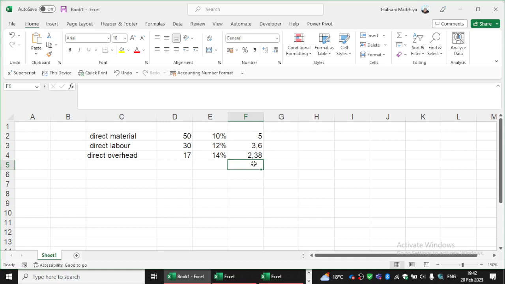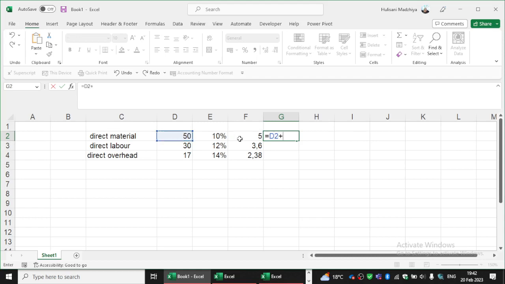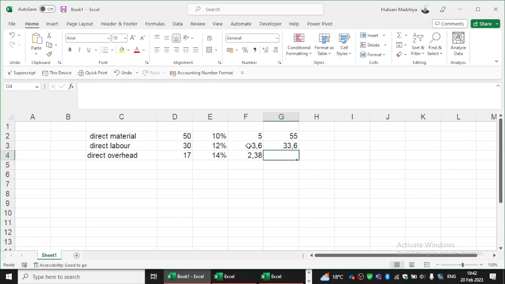The minimum. So understanding the positive and the negative. Our new expected direct material cost will be 50 rand plus the new expected increase of 5 rand, which will be 55 rand. For direct labor, we're going to have 30 rand plus 3 rand 60 cent, which is the positive 12% you expect as the maximum. So you're going to have 33.6. And then this side will be 17 plus the 2.38.